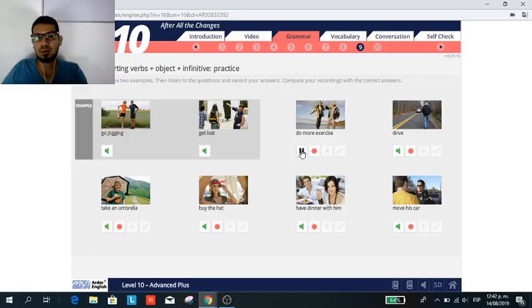What did the doctor advise them to do? The doctor advised them to do more exercise.